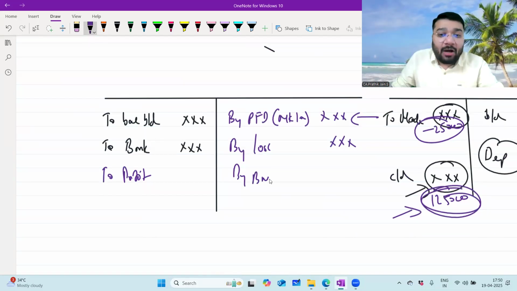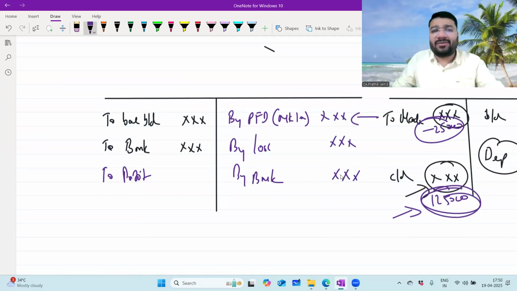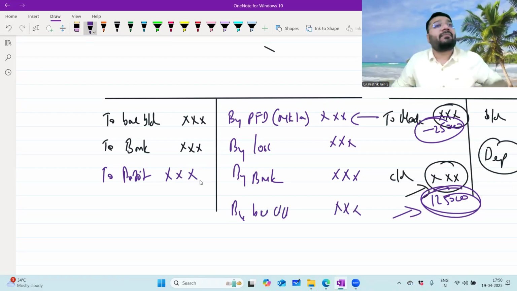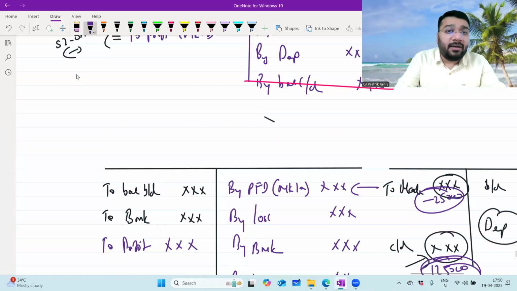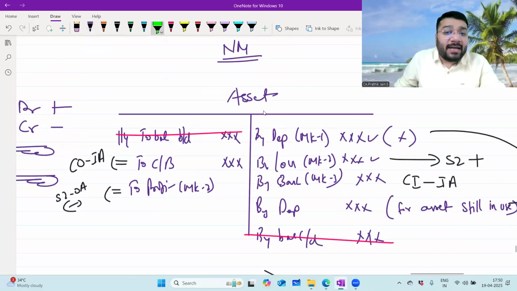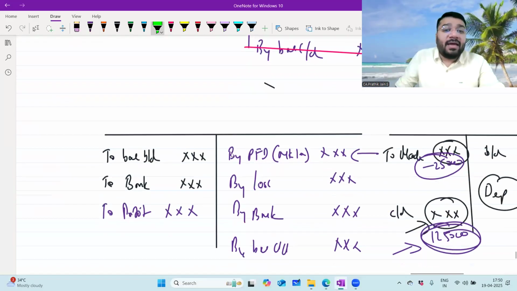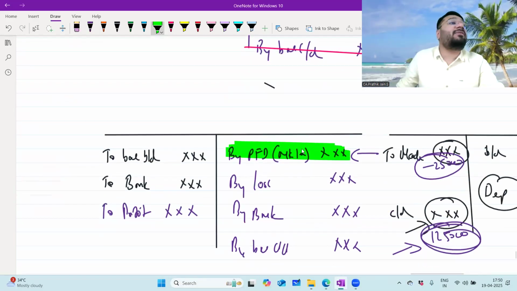By bank, yes. Then anything else? By balance carried down. Very good. That's all. So what is the difference between the normal method and the PFD method? In the normal method, you have the current year depreciation in the asset account for the asset that is sold, whereas here you have the entire accumulated depreciation of the asset that is being sold. Rest all is the same. Apart from these two items, everything else is the same.